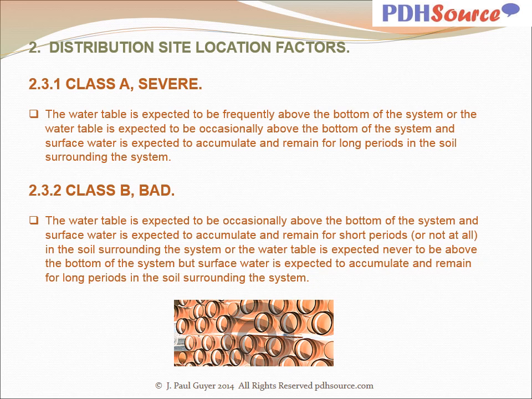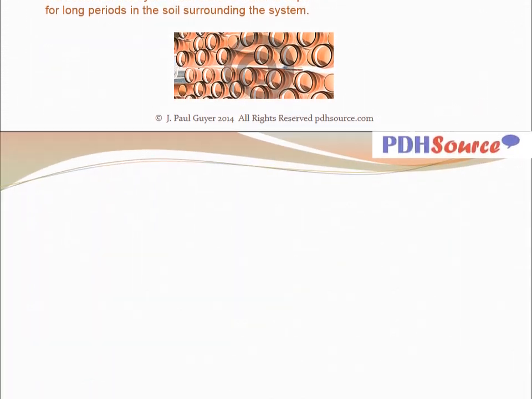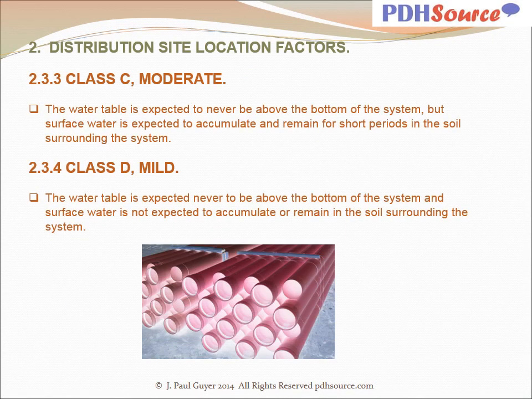Class B, bad: the water table is expected to be occasionally above the bottom of the system, and surface water is expected to accumulate and remain for short periods or not at all in the soil surrounding the system, or the water table is expected never to be above the bottom of the system, but surface water is expected to accumulate and remain for long periods in the soil surrounding the system. Class C, moderate: the water table is expected to never be above the bottom of the system, but surface water is expected to accumulate and remain for short periods in the soil surrounding the system. Class D, mild: the water table is expected never to be above the bottom of the system, and surface water is not expected to accumulate or remain in the soil surrounding the system.